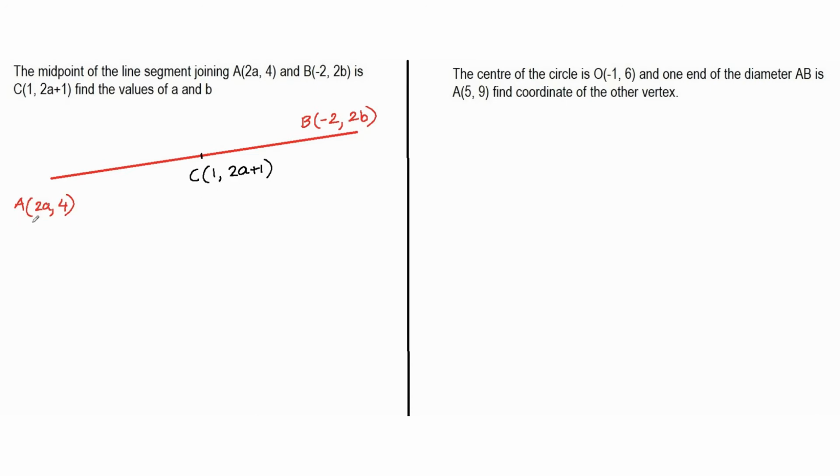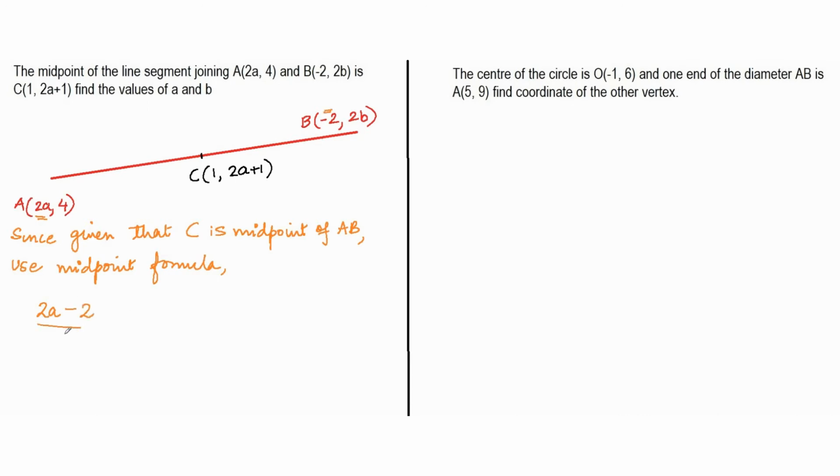Since C is the midpoint of AB, I can use the midpoint formula to say that the midpoint of AB is going to be: x coordinate of A is 2a, x coordinate of B is minus 2, so (2a - 2)/2, comma, the y coordinate of A is 4, the y coordinate of B is 2b, so (4 + 2b)/2. This is equal to (1, 2a + 1).